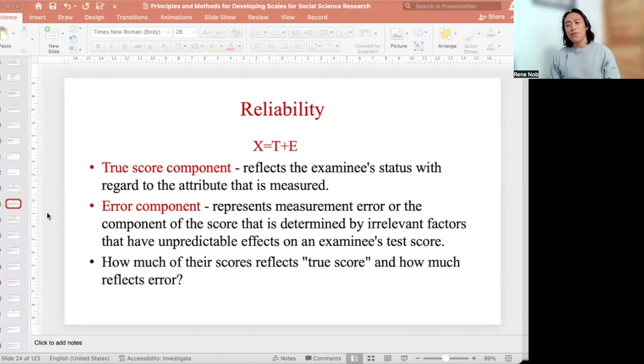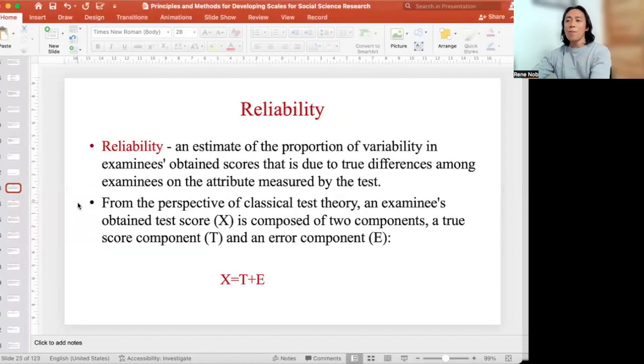How much of 25 reflects the true score and how much reflects error? And that is a question of reliability. Now let us go back to the definition of reliability once again. So reliability is an estimate of the proportion of variability in the examinee's obtained score that is due to the true differences among the examinees on the attribute that is being measured by the test.